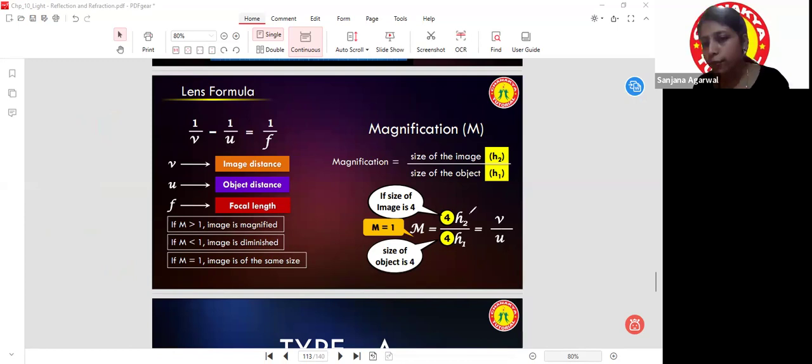If you have object and image size equal, magnification will be 1. That means object and image are of the same size. If the numerator is greater, the height of the image is greater. If the height of the image is greater than the height of the object, then overall magnification will be greater than 1. And if the height of the image is less than the height of the object, then magnification will be less than 1. And the third case is, okay.